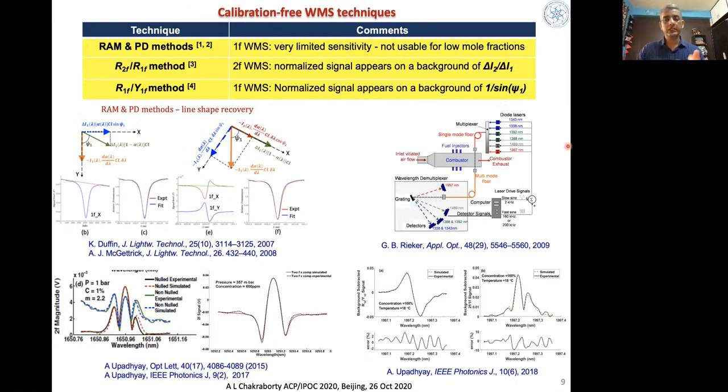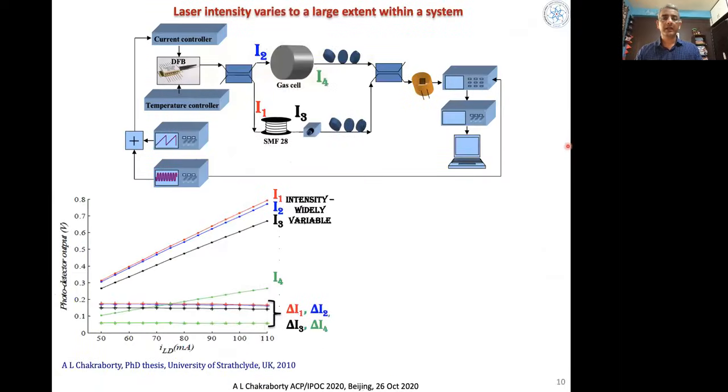So this is where we come in, and this idea struck us that if you look at a typical WMS TDLS setup, the details of these boxes are not that important. The only thing I'm trying to show over here is that there are many parts within a system where you could be making measurements.